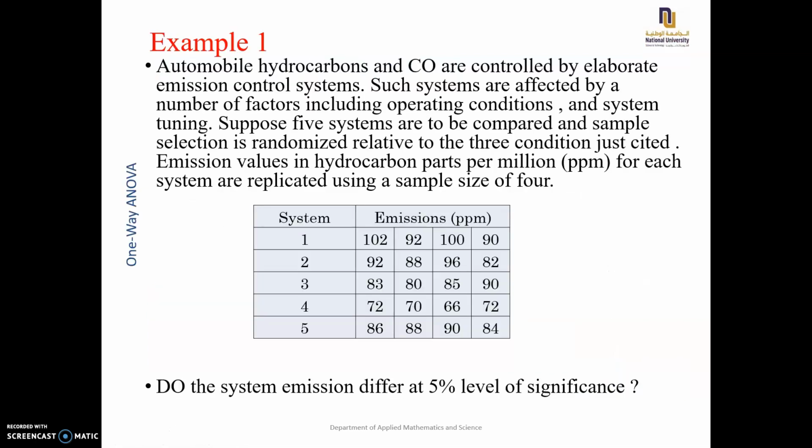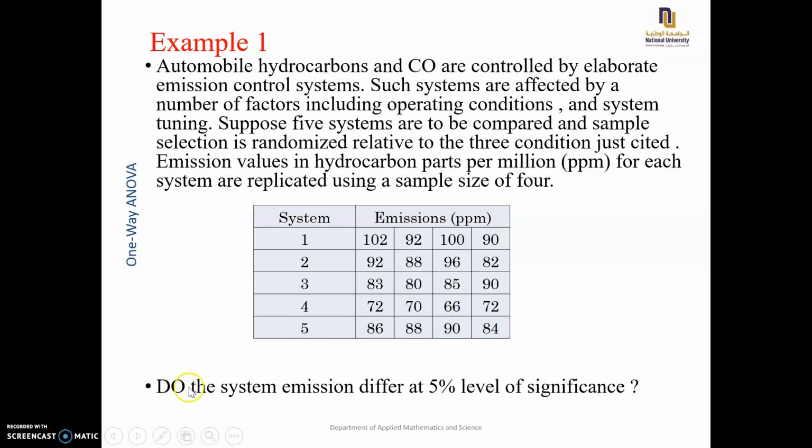Now this is an example where we have to use Anova. Suppose you have five systems, and we want to compare the emission rate or emission value in hydrocarbon parts per million for each system. So we have taken a sample of 4 in system 1, and then a sample of 4 in system 2, similarly in system 3, system 4, and system 5. We want to see whether there is a difference between the 5 systems in the emission rate or not.